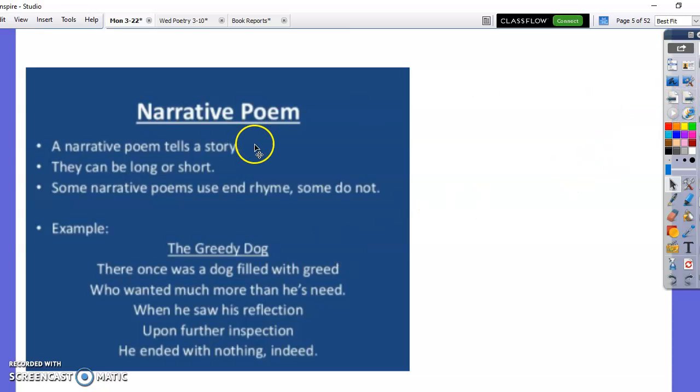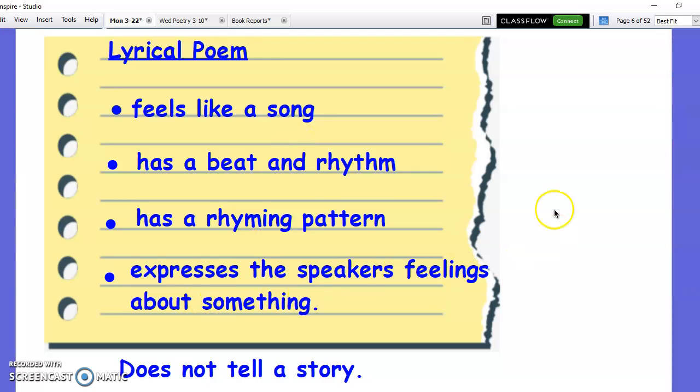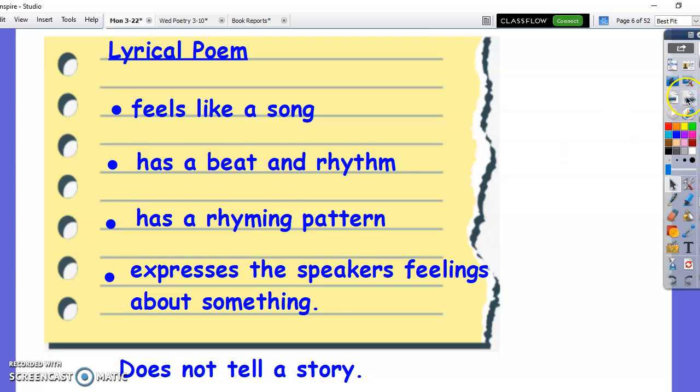But just know, a narrative poem tells a story. A lyrical poem expresses feelings, does not tell a story. It could be a poem about ice cream. I like ice cream, it's so great. I like ice cream, chocolate, vanilla. That would be a lyrical poem, only that didn't have any rhyme in it.